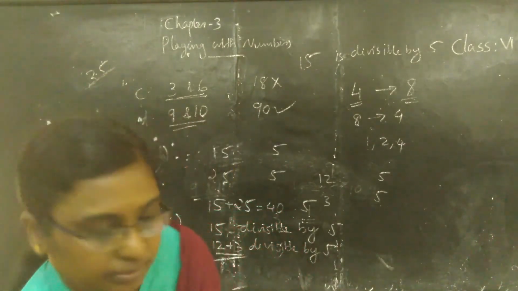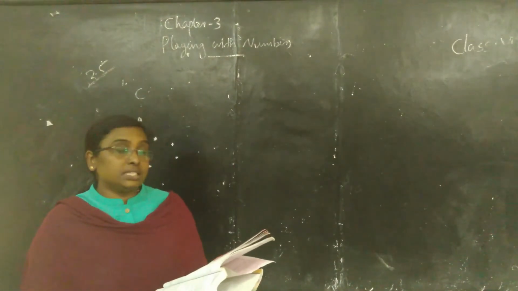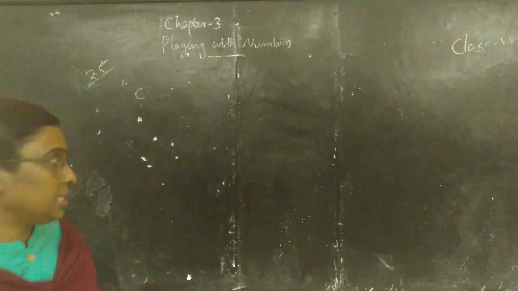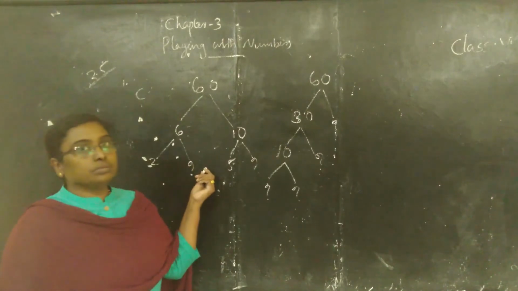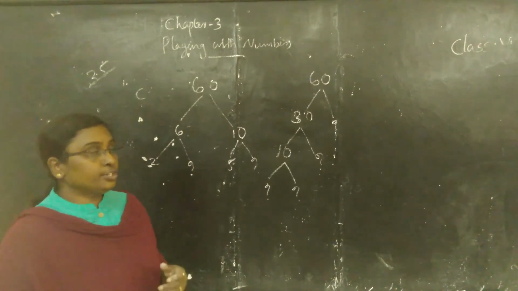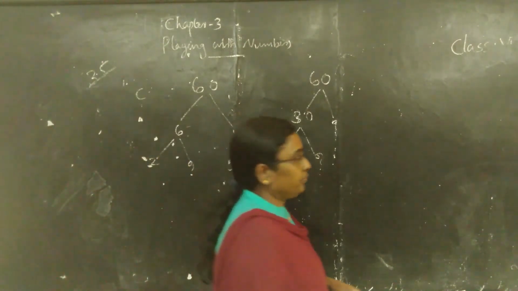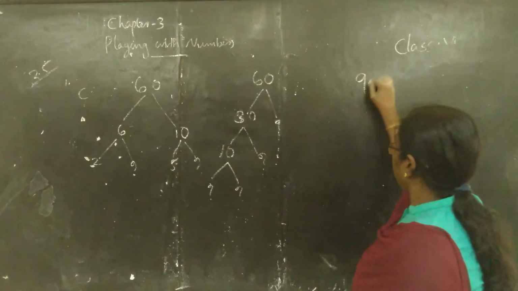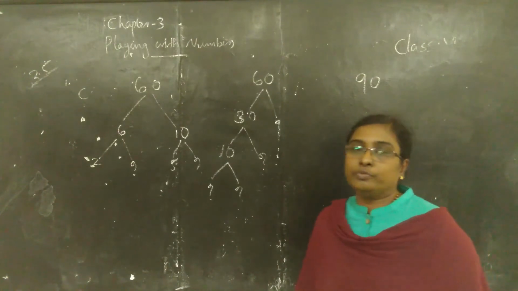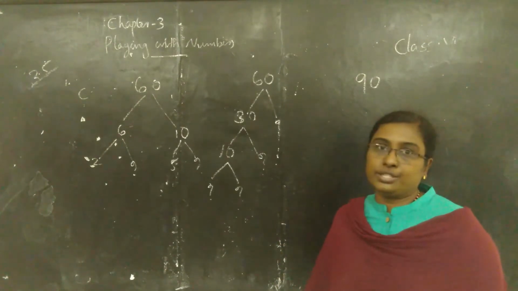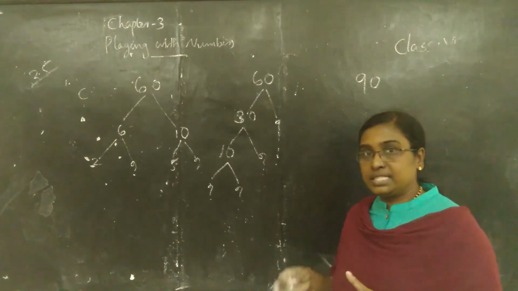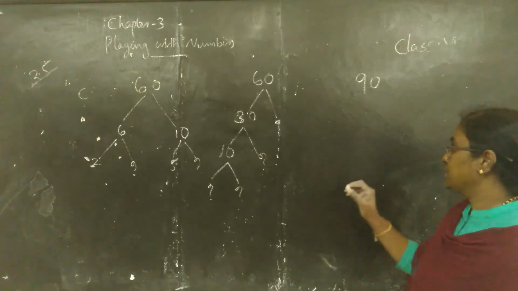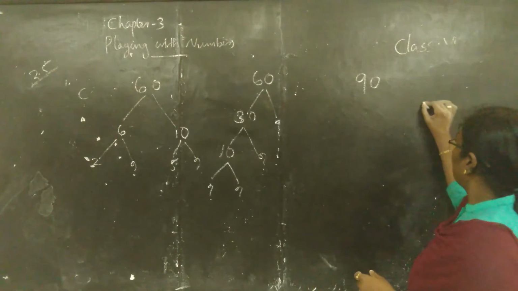Then, the second question. Here are two different factor trees for 60. Write the missing numbers. We have to fill in these blanks. I will show you one example of a factor tree. Consider the number 90. Our aim is prime factorization. In a factor tree, we have to factorize this 90.